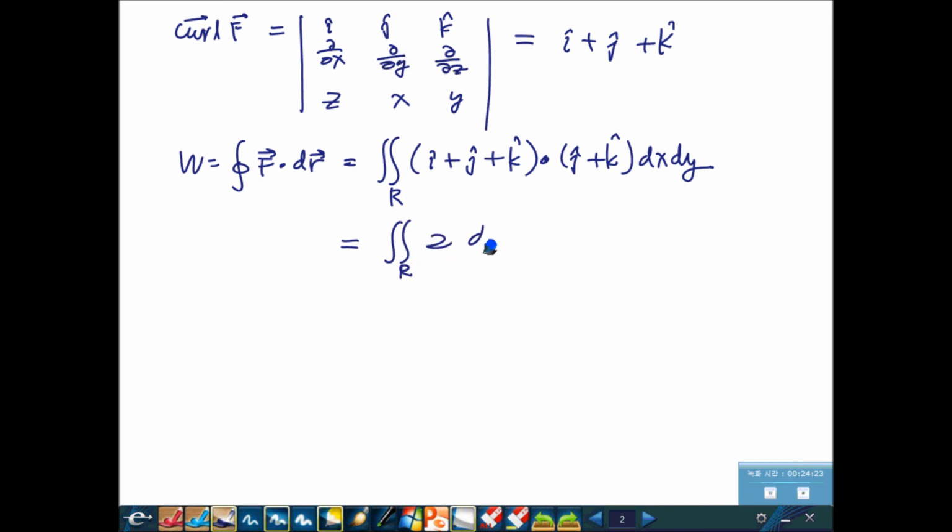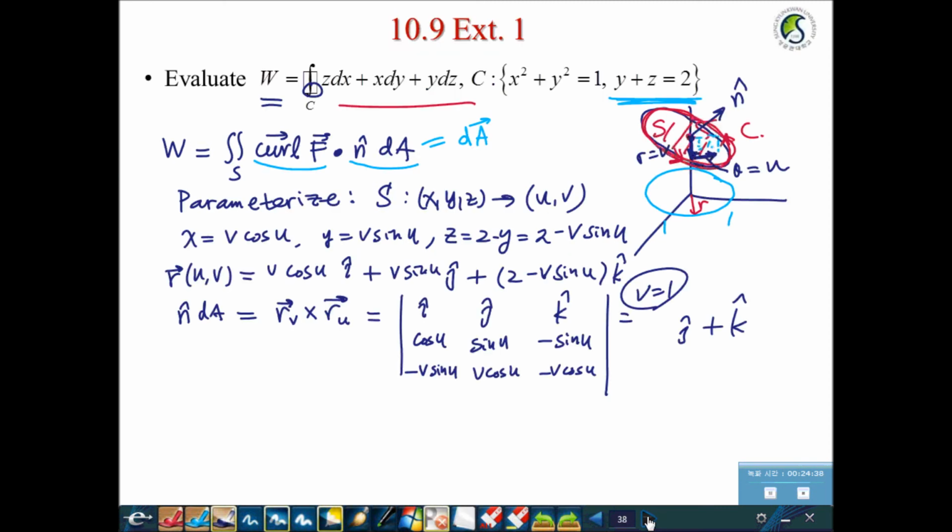And that's the integral of 2 dx dy, and that's 2 pi. It's a circle projected onto the xy plane, and that's pi r squared, r is 1, so it's pi. This circle is projected down onto the xy plane because of the line integral.